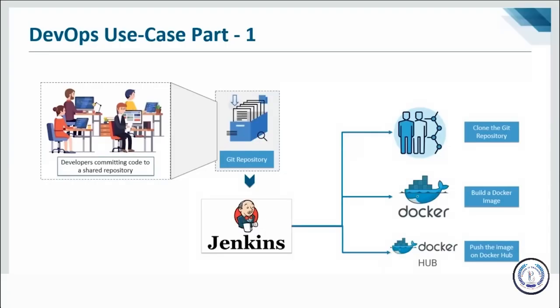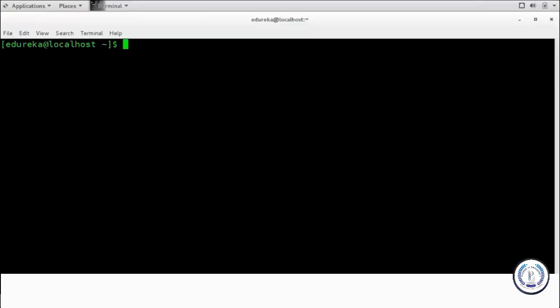So what all tools will we be using? We'll be using Git, Jenkins, and Docker. Let me just quickly open my virtual machine and I'll show you what our application is all about. We are basically creating a Docker image of a particular application and then pushing it onto Docker Hub in an automated fashion. And our code is written in the GitHub repository.